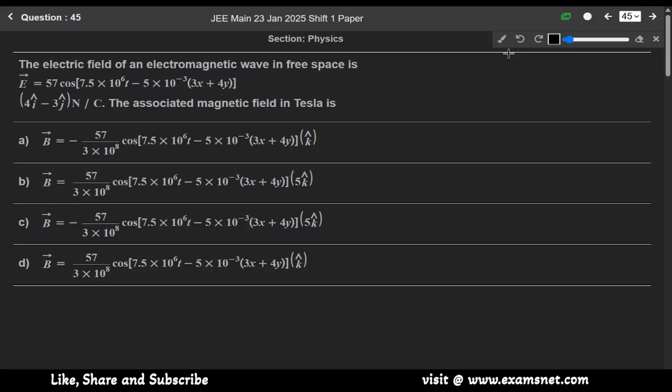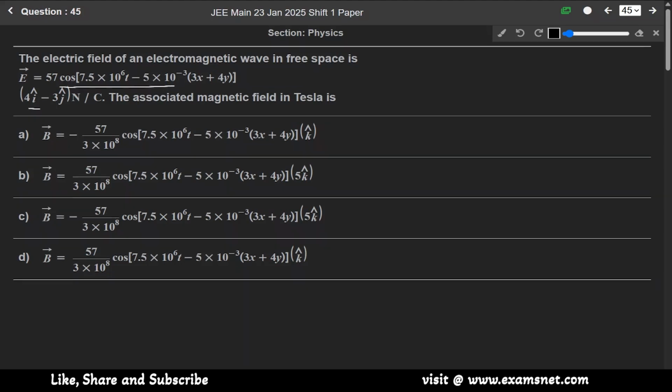Now question number 45. The electric field of an electromagnetic wave in free space is given by this. We have to find the magnetic field. We know that the relation between magnetic field and electric field is B equals 1 over c, n cross E. Here c is the speed of light, 3 into 10 to the power 8 meter per second, and n is the unit vector in the direction of wave propagation.